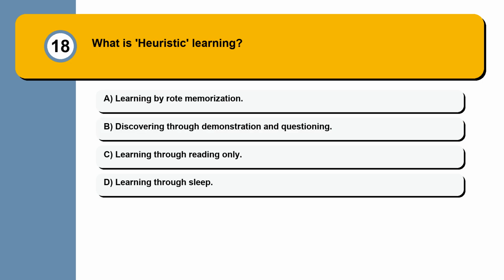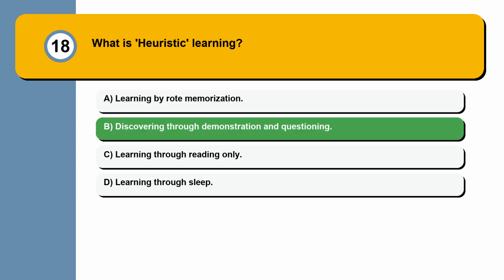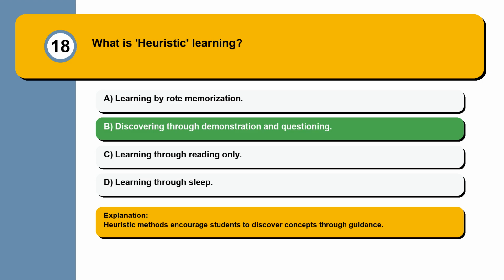Question 18. What is heuristic learning? Learning by rote memorization, discovering through demonstration and questioning, learning through reading only, learning through sleep. Heuristic methods encourage students to discover concepts through guidance.